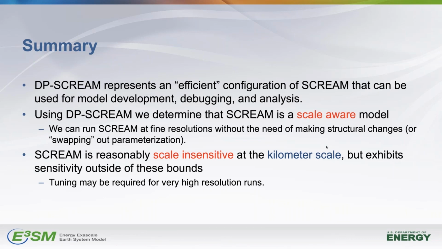In other words, if SCREAM is run at resolutions from 1 to 5 kilometers, it does exhibit some sensitivity when finer resolutions are used. The implications of this are, though we don't have to make structural changes to the model code to run at these high resolutions, tuning may be required for very high resolution runs. Or alternatively, scale sensitivity could be potentially ameliorated via parameterization improvements at the coarser resolution.